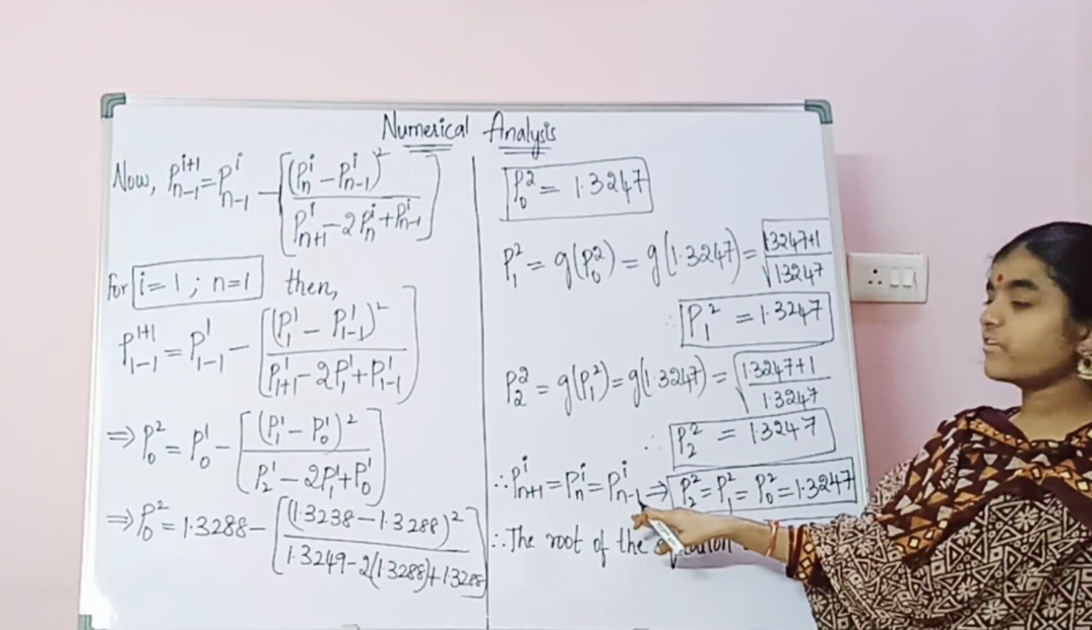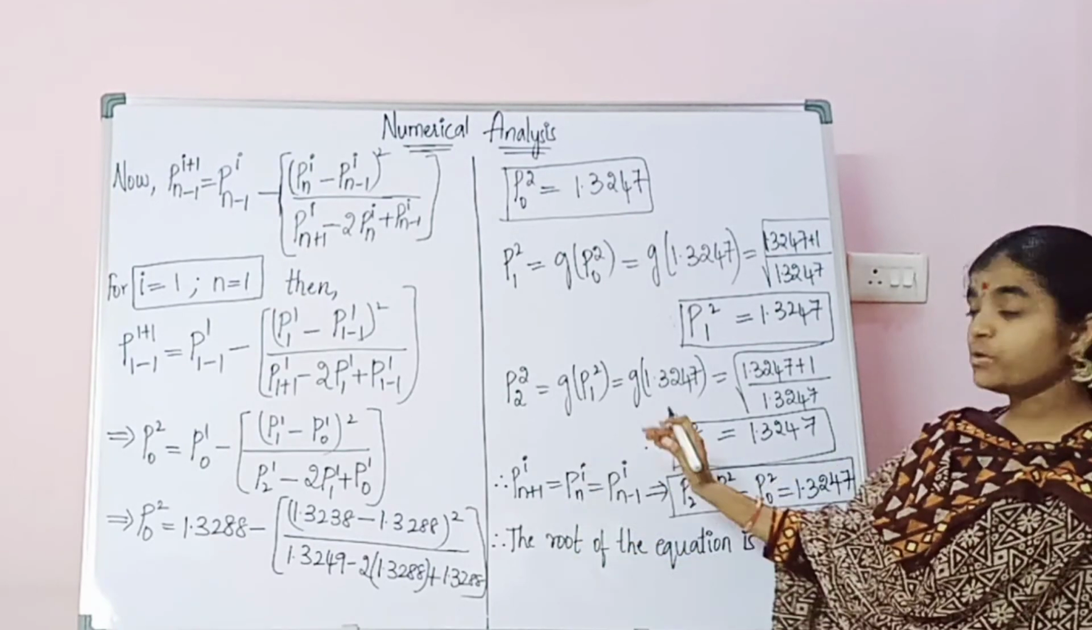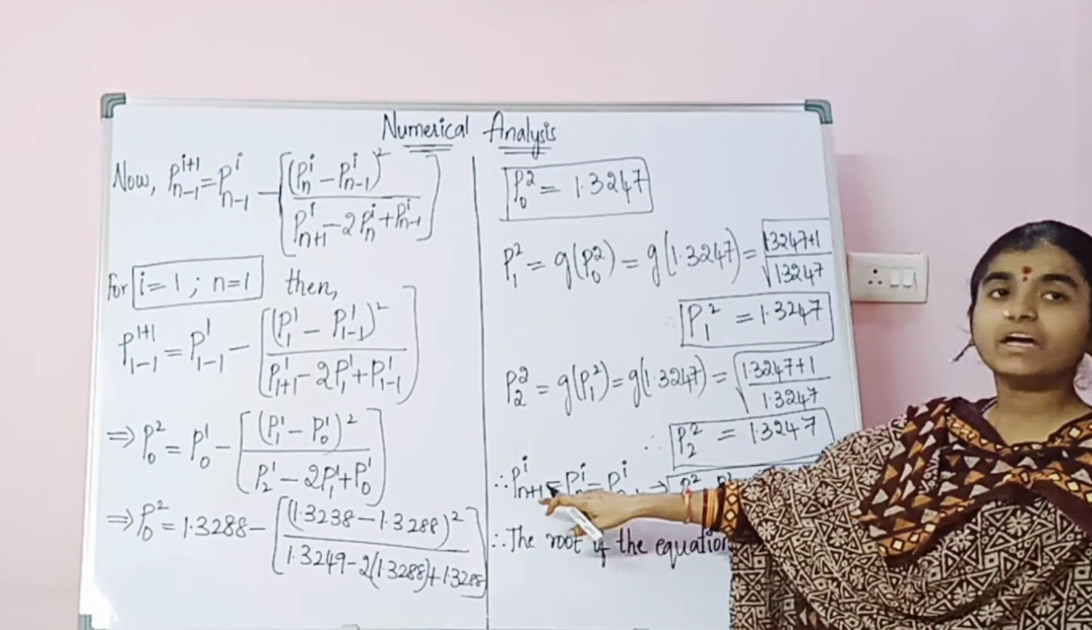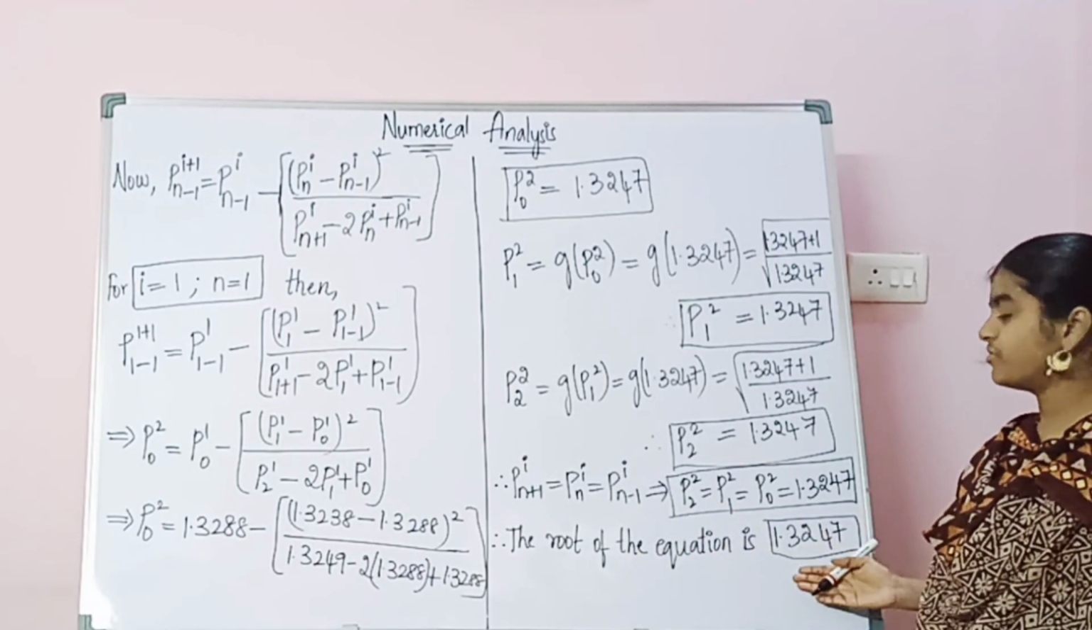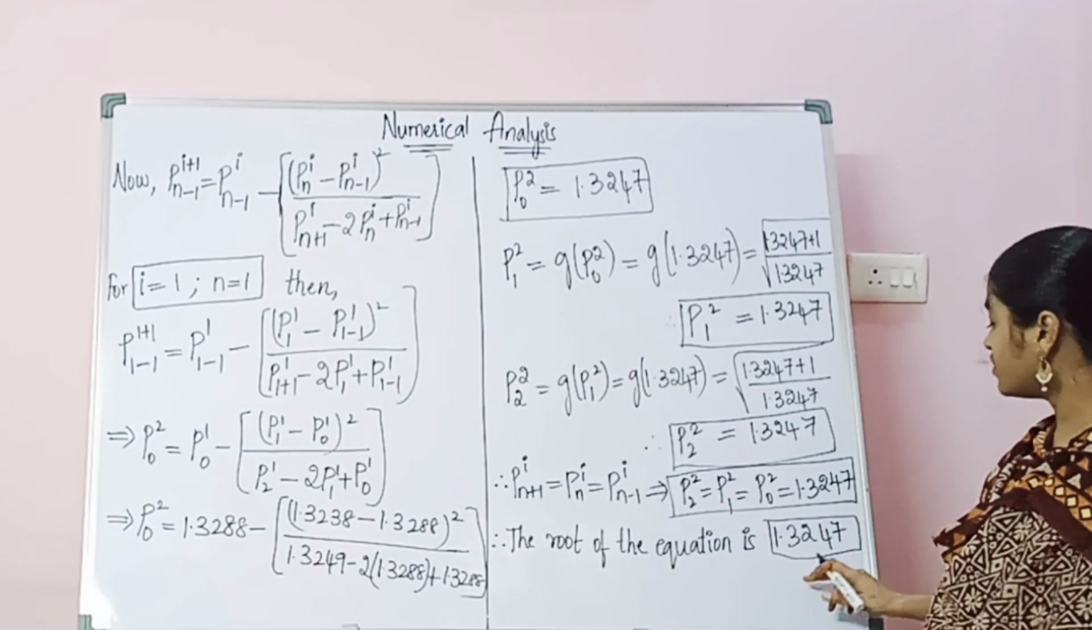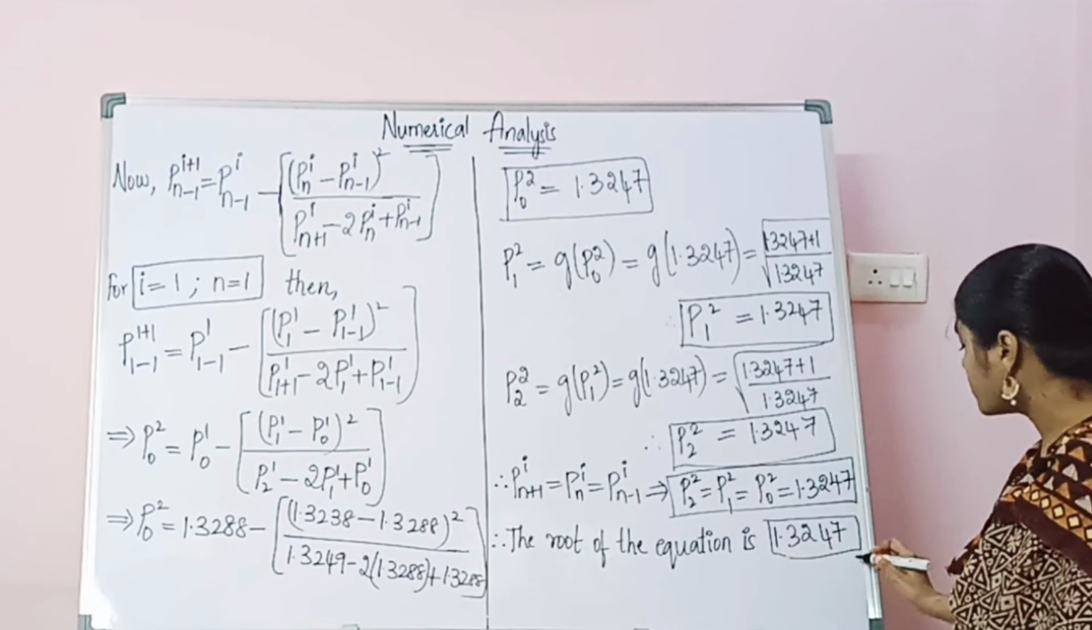Remember that in Steffensen's method, we have to continue this process until we get these three values equal. Then only we get the root of the equation. So what is the root of the equation here? 1.3247. This is the solution.